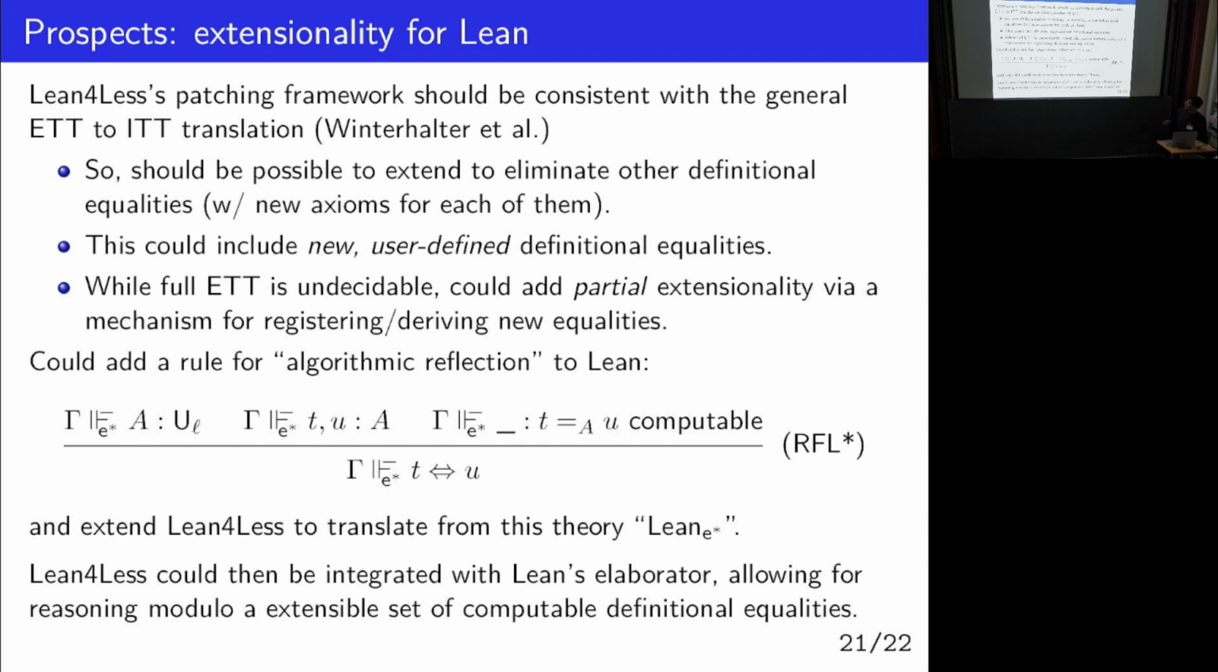And then we could make it even more interactive and think about maybe integrating this somehow with Lean's elaborator, allowing you to reason live in Lean with this set of defined definitional equalities. And that could be useful for mathematicians.